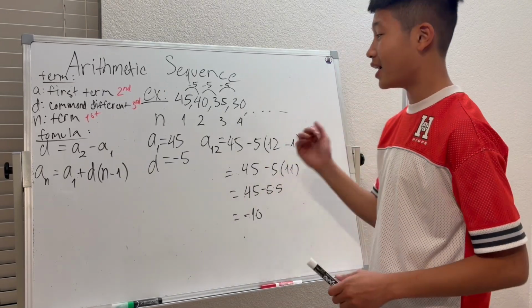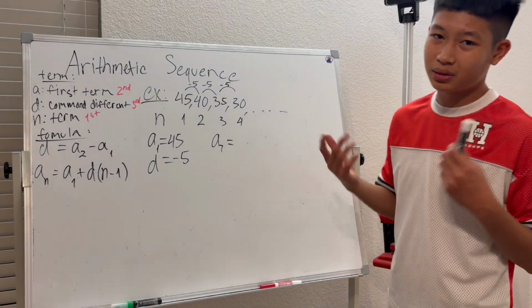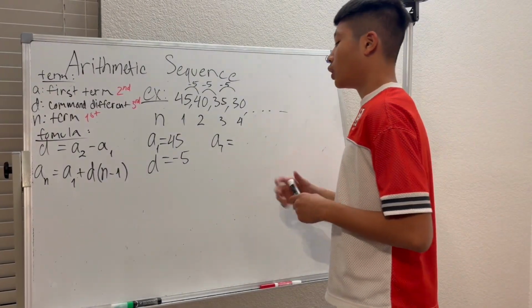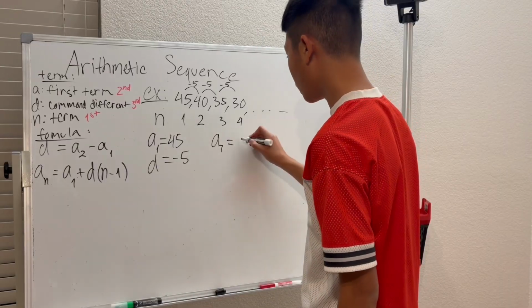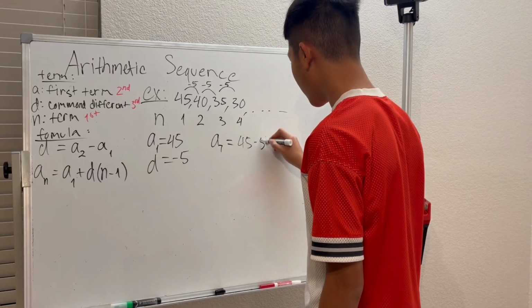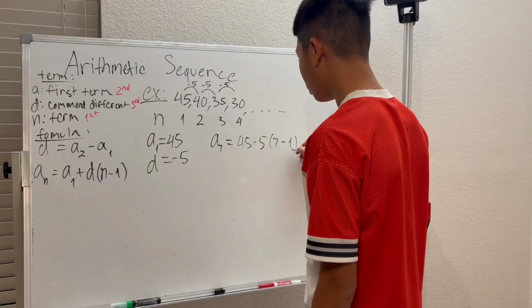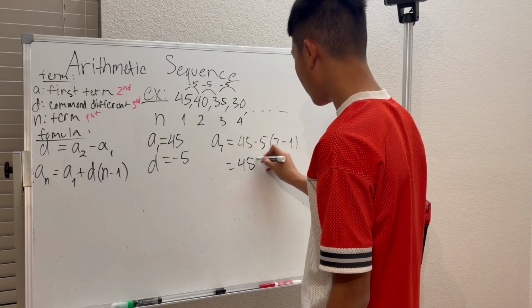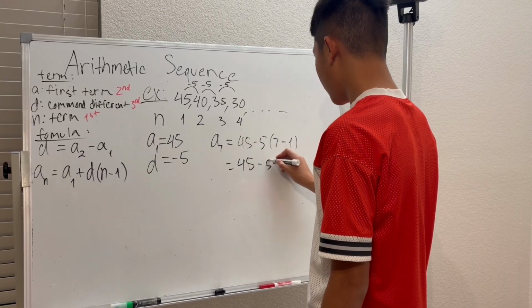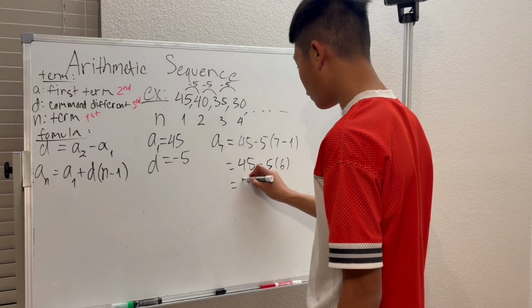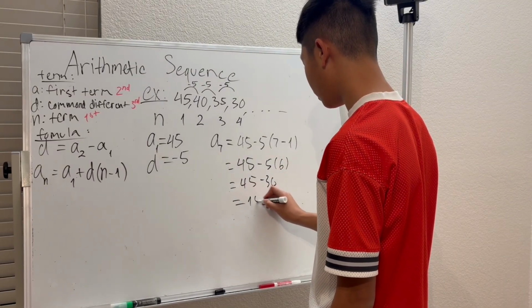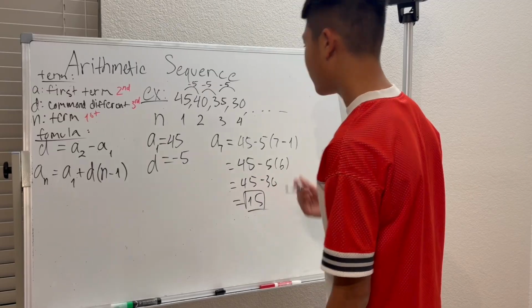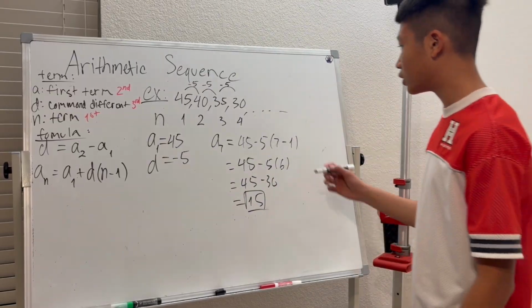Let's find a sub 7 because it's easier. First, we put everything in the formula: 45 minus 5 times 7 minus 1. This is 45 minus 5 times 6, which is 45 minus 30, which is 15.